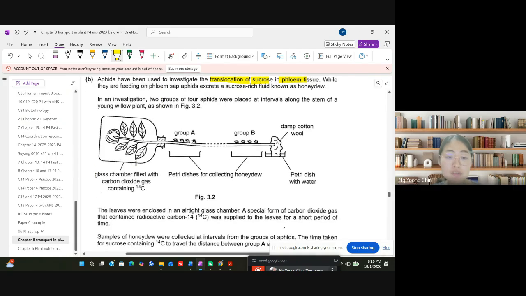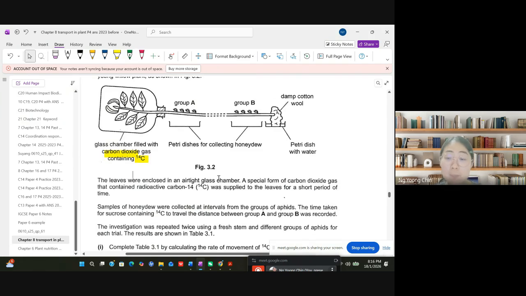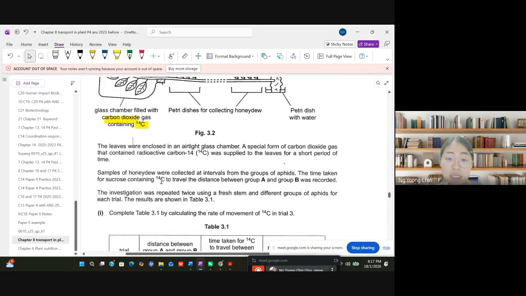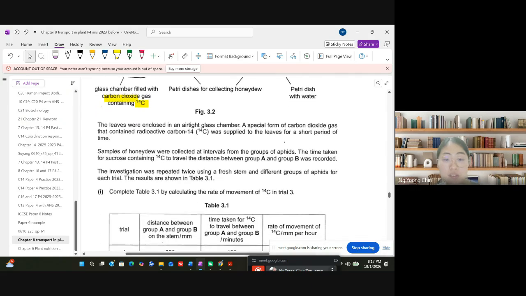This glass chamber is filled with carbon dioxide gas containing the 14 isotope. This one is carbon labelled with 14 isotope. This is group A and group B, with the damp cotton wool. The leaf was enclosed in the airtight glass chamber, and the special form of carbon dioxide gas, which is this isotope, was supplied to the leaf for a short period of time. Later, the honeydew was collected at intervals from the groups of aphids. The time taken for the sucrose containing the 14 carbon to travel the distance between A and B was recorded. So they asked you to copy the table.